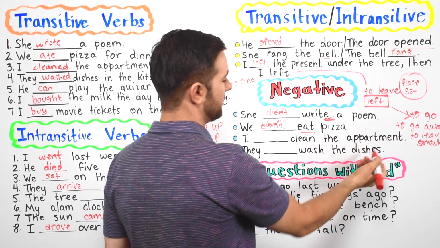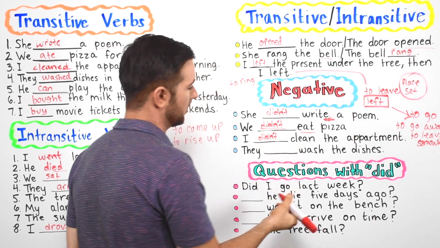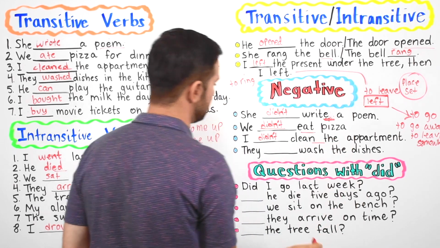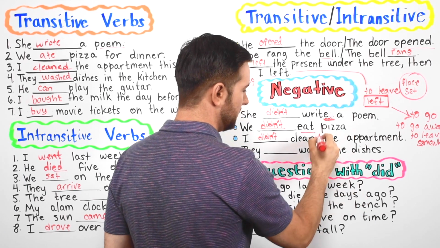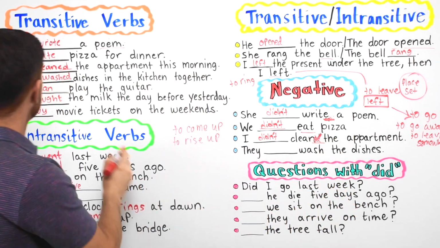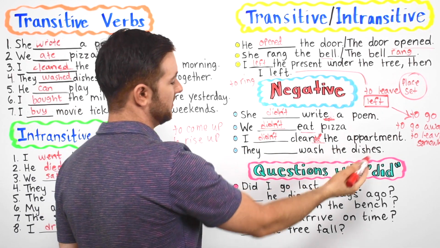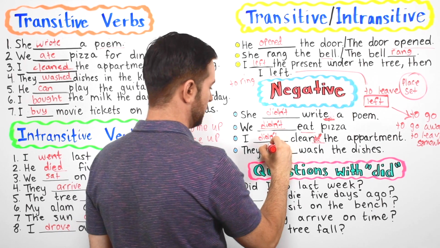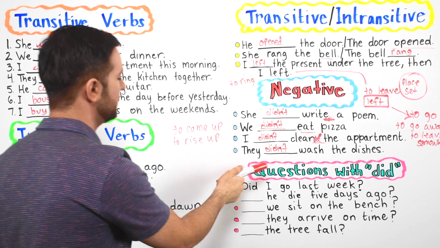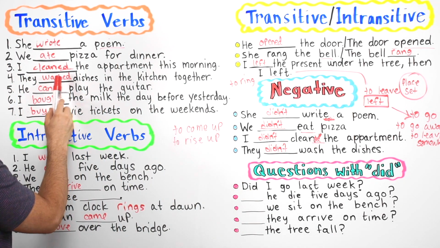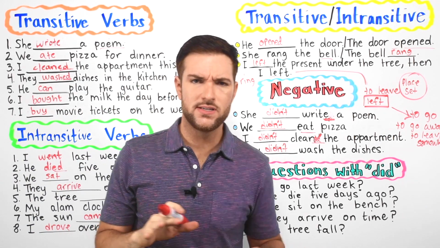I blank clean the apartment. I didn't clean the apartment. Here there is no ed. So we cannot say I didn't cleaned the apartment. You cannot say that. Like right here we have cleaned with ed. No, I didn't clean the apartment. They didn't wash the dishes. Whereas here in the positive sense, they washed with ed. They washed the dishes. So pretty easy.